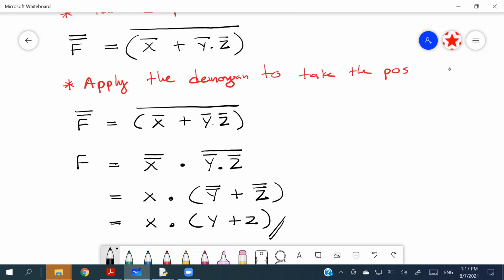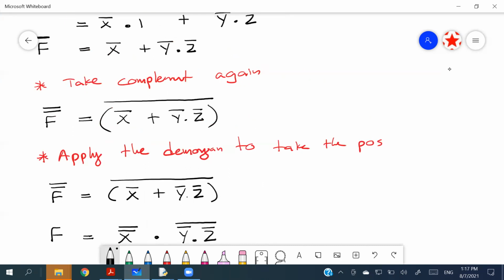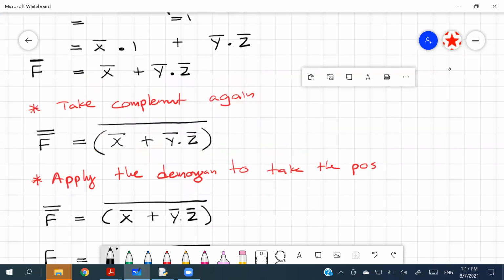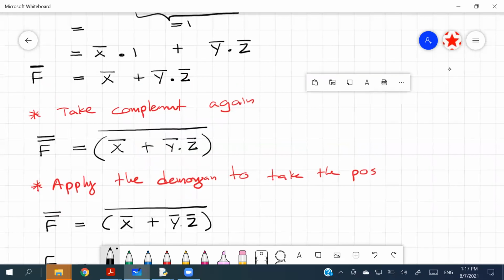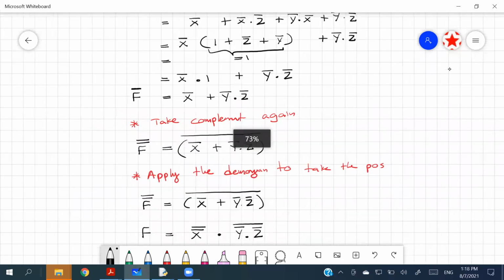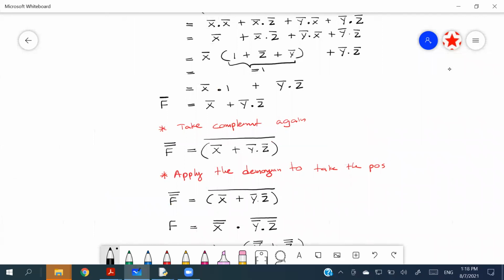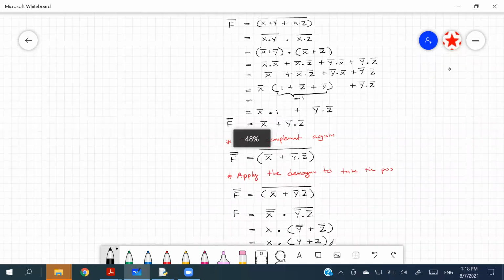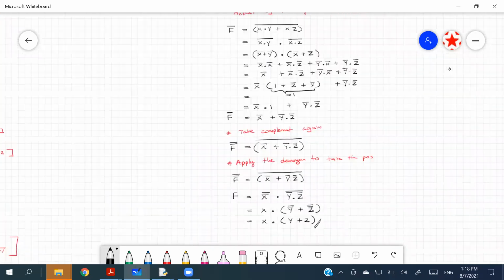So you can see there are 4 steps that I have followed through, right? First, I have taken the complement, then I have applied the De Morgan's and maintained the answer as an SOP. Then I complement it again. Then we apply the De Morgan's to get the particular POS. Yeah. Is that clear, people?